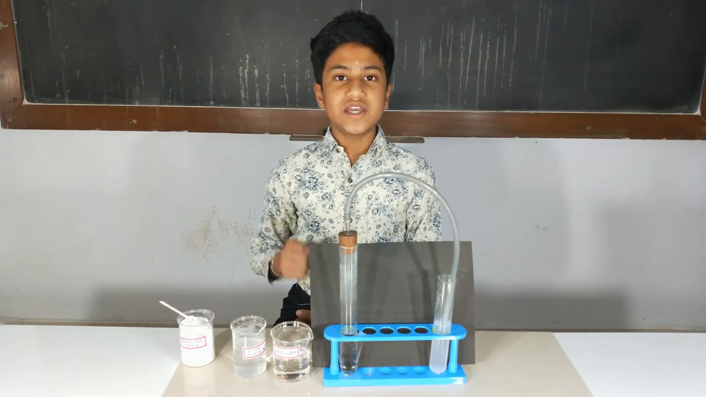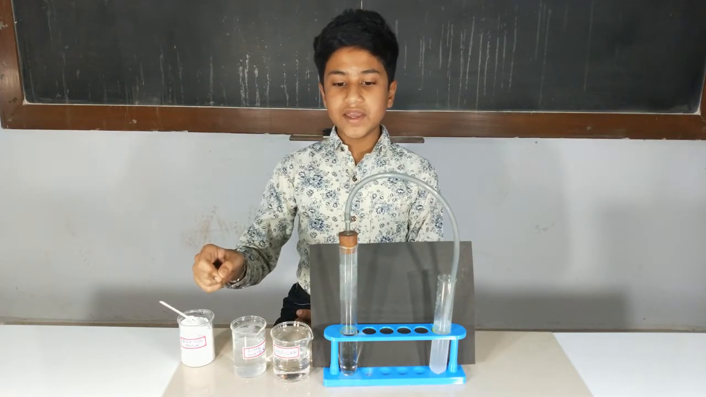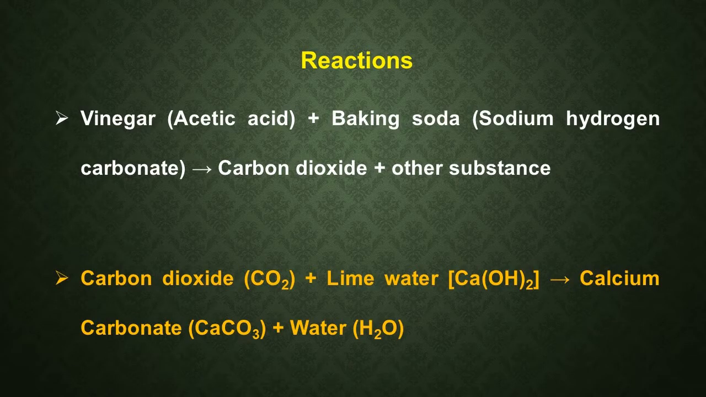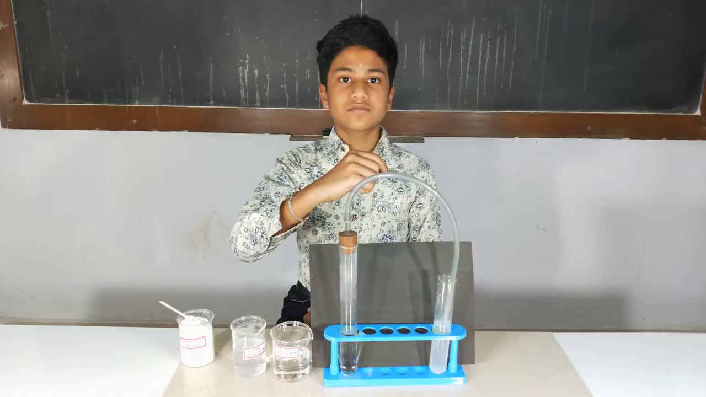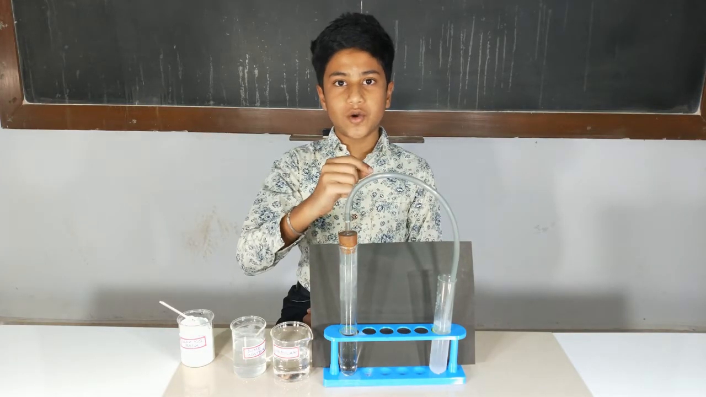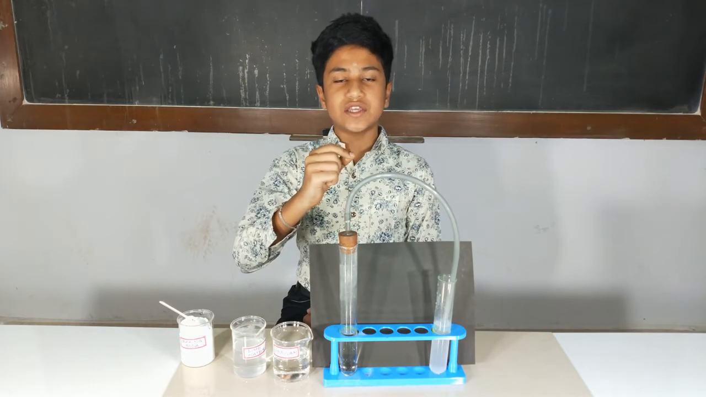From this activity, we conclude that when we add baking soda to the vinegar, carbon dioxide and other substances form. Simultaneously, when we pass carbon dioxide to lime water, forms calcium carbonate and water. As new substances form, this indicates the chemical change.